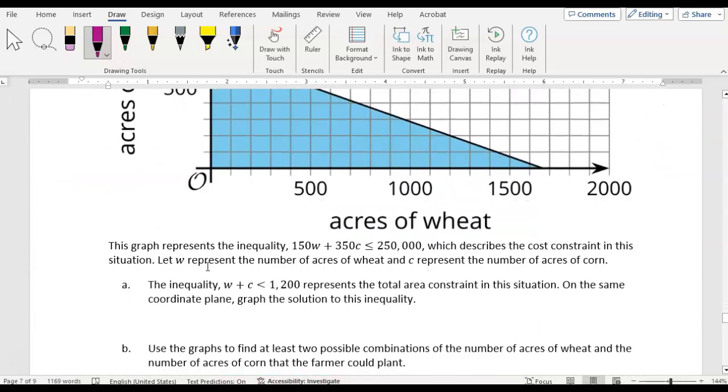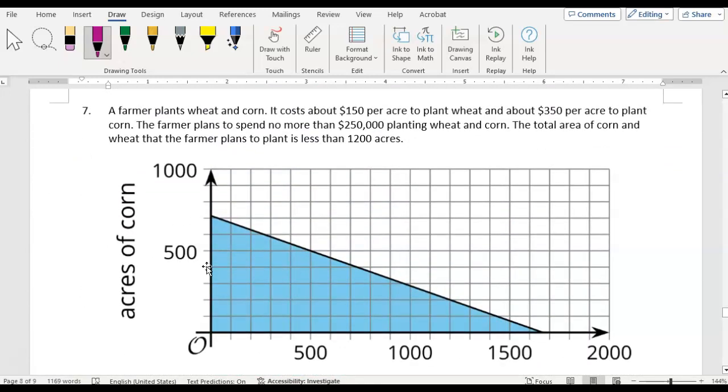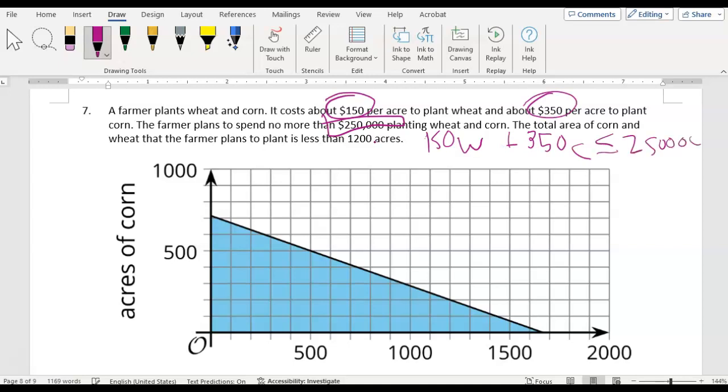Number 7 is a review of inequalities, and I'm going to keep putting these on your homework because it's important that you don't forget them. So a farmer plants wheat and corn. It costs $150 per acre to plant wheat, $350 to plant corn. The farmer plans to spend no more than $250,000 on both. All right, so this is our inequality: 150 wheat plus 350 corn has to be less than or equal to $250,000, right? No more than.